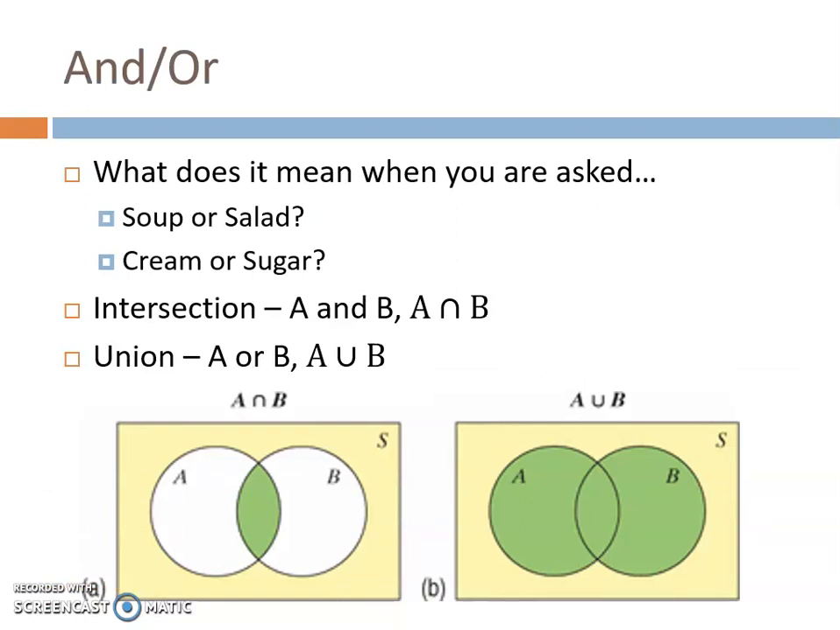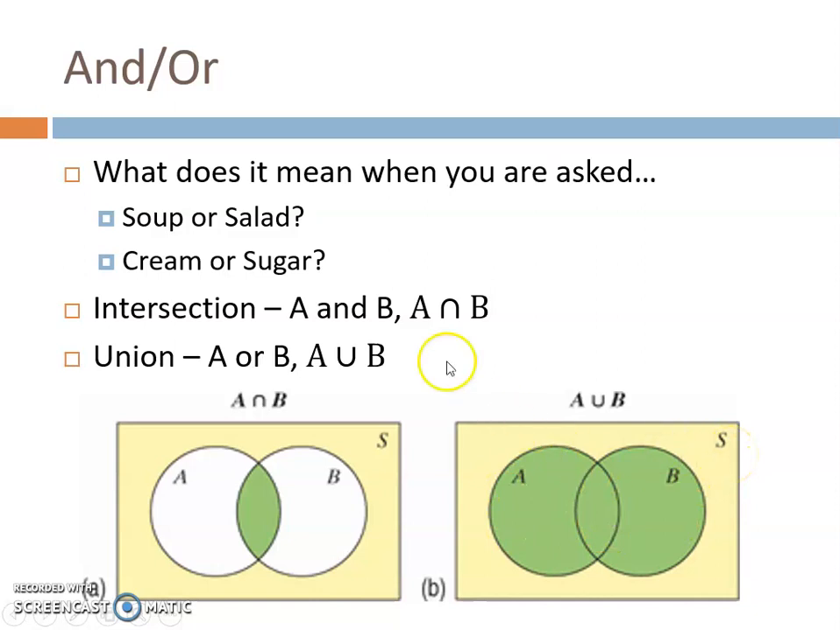So, and or, what does it mean when you are asked? Soup or salad? Cream or sugar? Do you want cream and sugar or just cream or sugar? Do you want soup and or soup or salad? When we have the word and, we're talking about the intersection of two Venn diagrams right here. Okay, so if these events were mutually exclusive, their intersection wouldn't exist. Okay, or is everything all together, this or this, so it can be either here, here, or here.